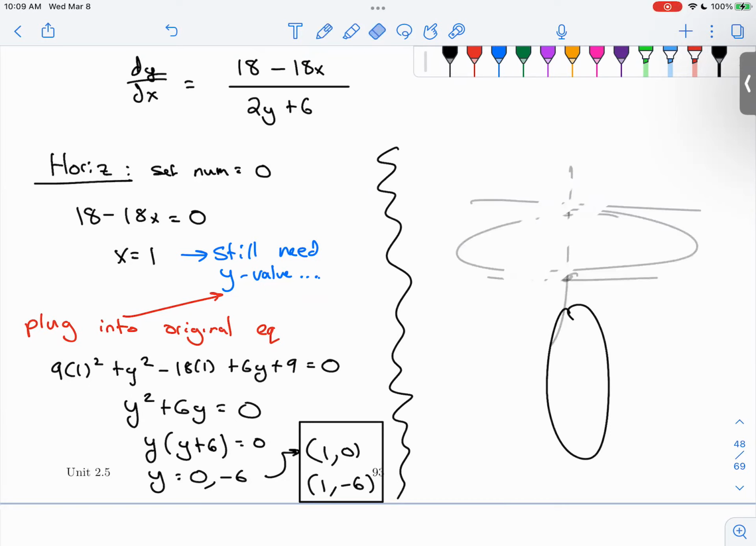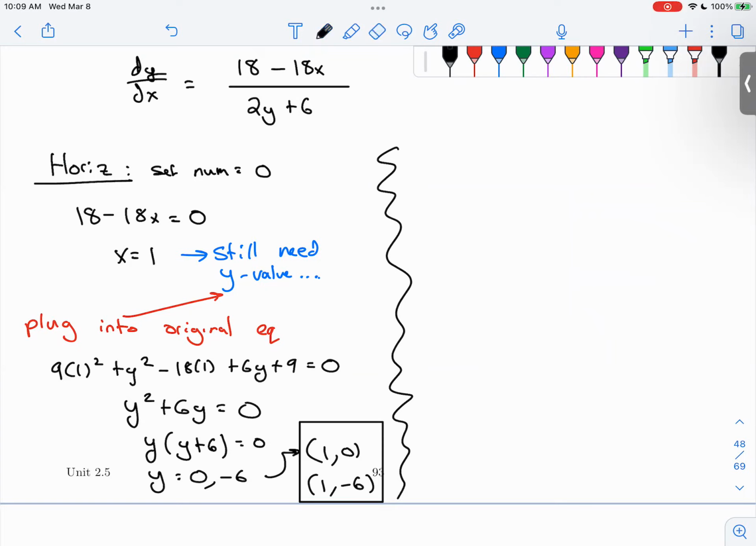That's good. So then for vertical, we're going to set the denominator equal to 0. So you have 2y plus 6 equaling 0. And that gives you that y is equal to -3.